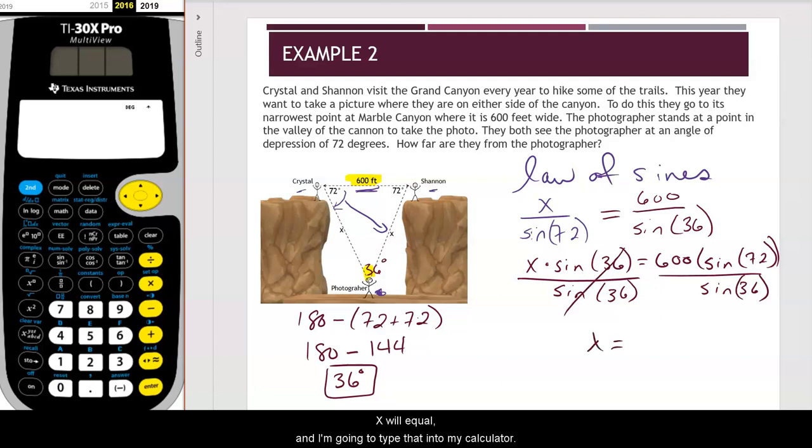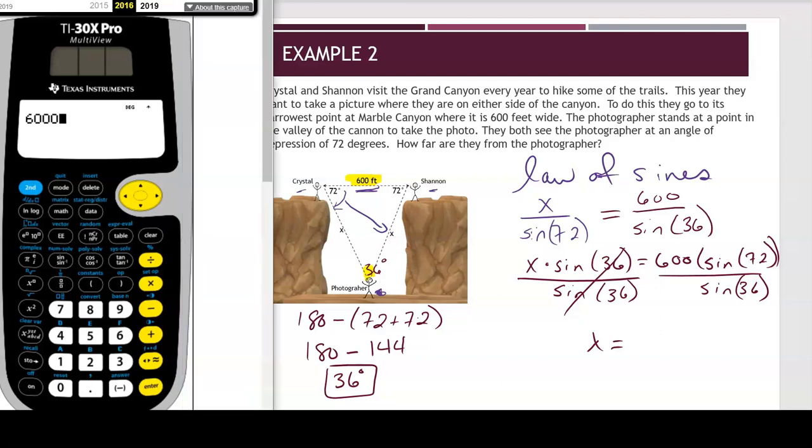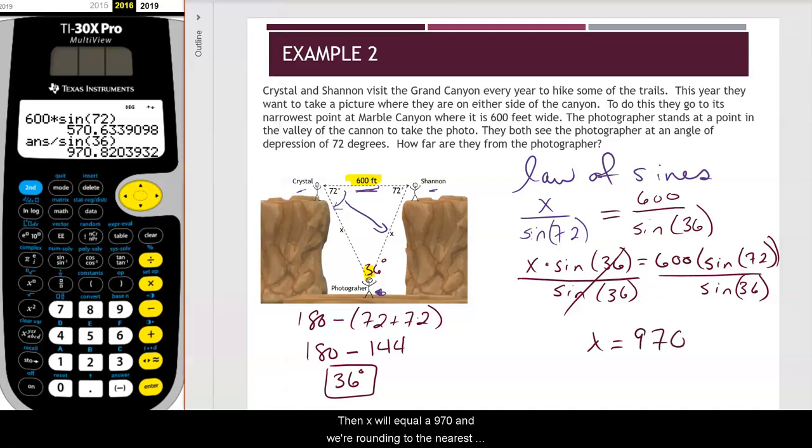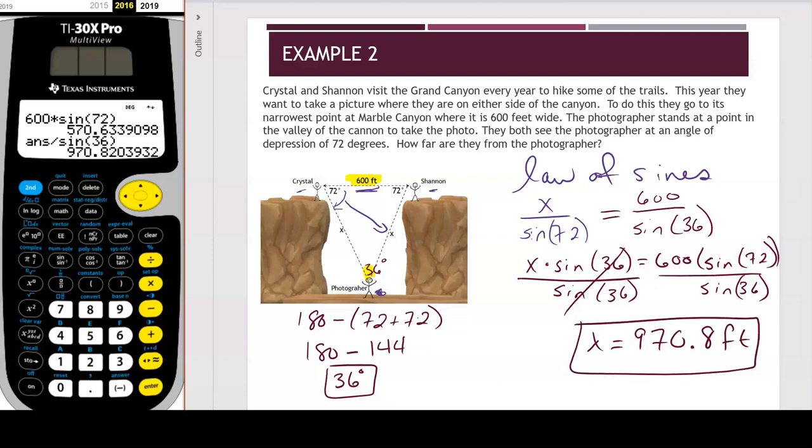X will equal, and I'm going to type that into my calculator, 600 times sine of 72. Enter to get my numerator. Divide by sine of 36. Enter. And x will equal 970. And we're rounding to the nearest tenth on our distances. So 970 and 8/10 feet will be the distance each of them are from the photographer.